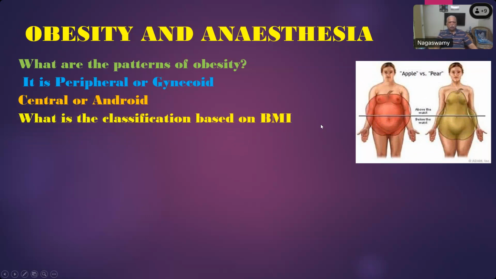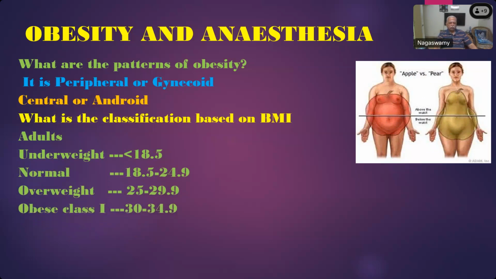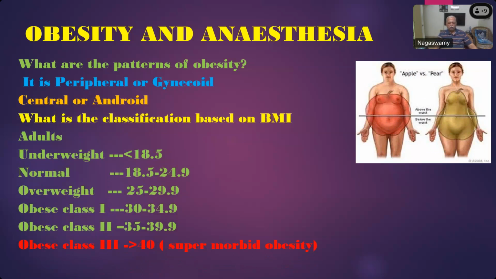So what is the classification based on the BMI? Already you have answered. In adults, less than 18.5 is underweight. Normal is this. Overweight is this. Class 1 is 30 and above, below 35. Class 2 is 35 to 40. And class 3 is anything above 40. Now they have added super morbid obesity and all those things, where people have a BMI of more than 60 also.